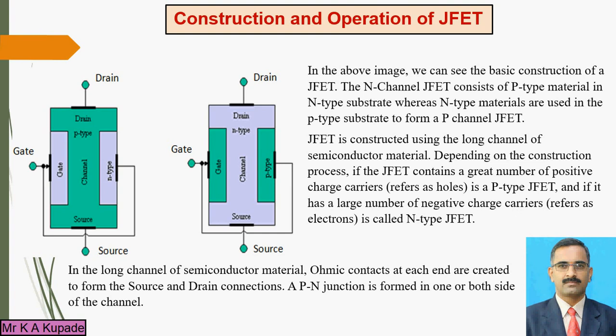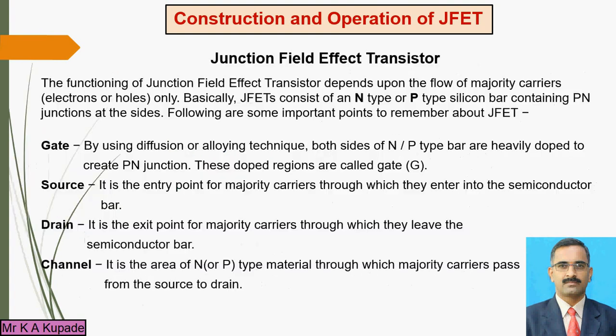You can see this is the construction of a JFET, right? Now, as the construction is done, accordingly the field effect transistor's functionality depends on the majority carriers flowing through it, which may be electrons or holes, right? And by considering the construction of this JFET, the important points are gate, source, drain and channel.